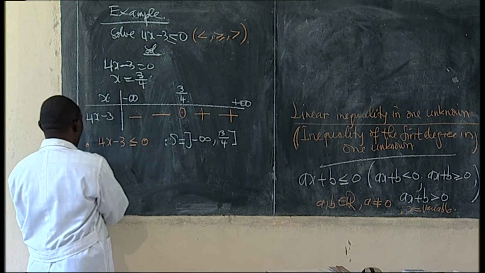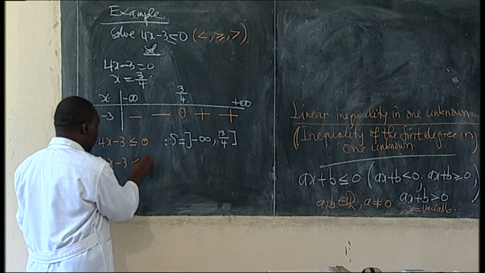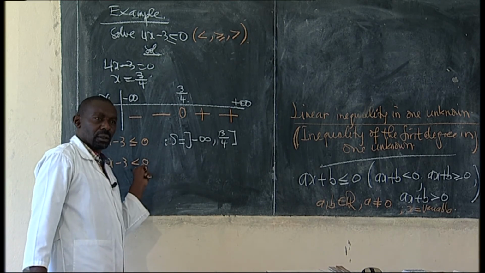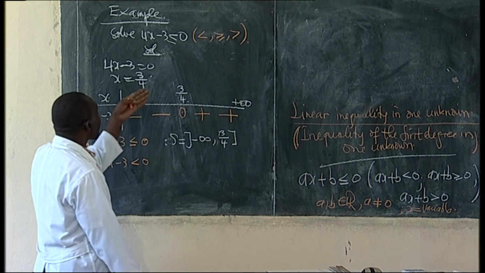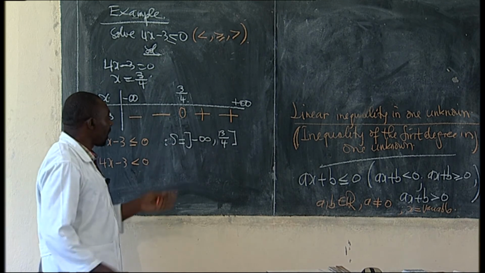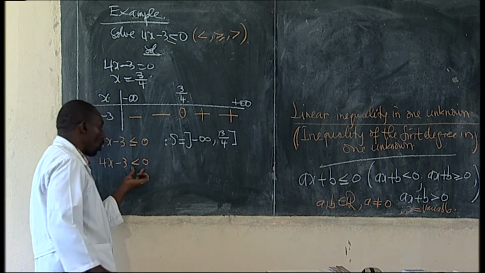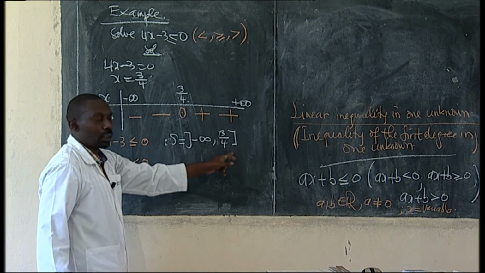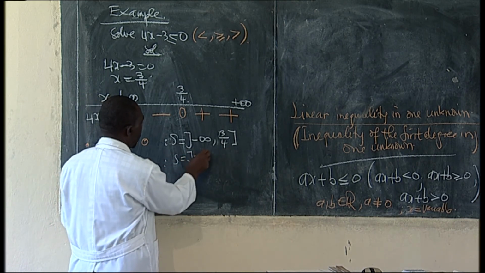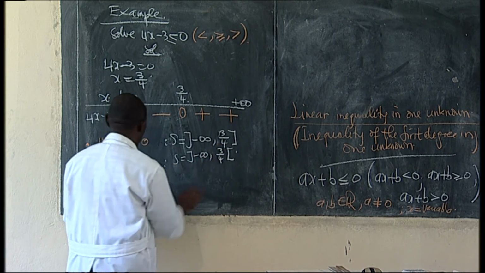In the case I have 4x minus 3 less than 0, the inequality is strict. Means that the sign diagram is still the same, and I'm going to consider this negative interval. But to pay attention with the inequality, I have to open my interval. So the set of solution is from negative infinity up to 3 divided by 4, but open.